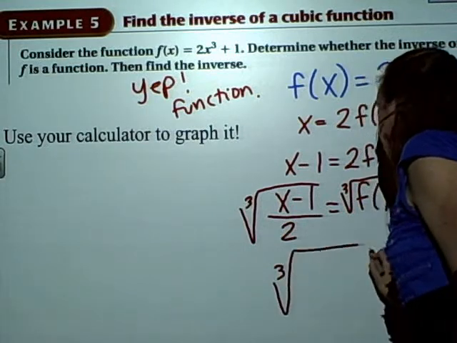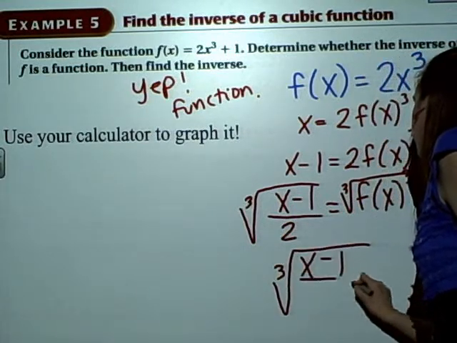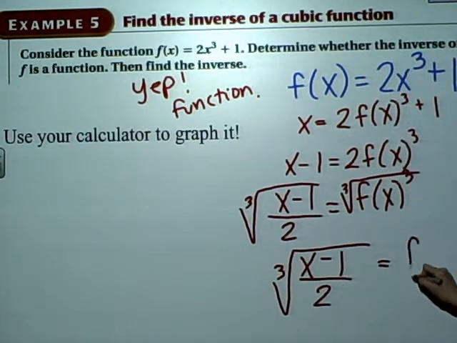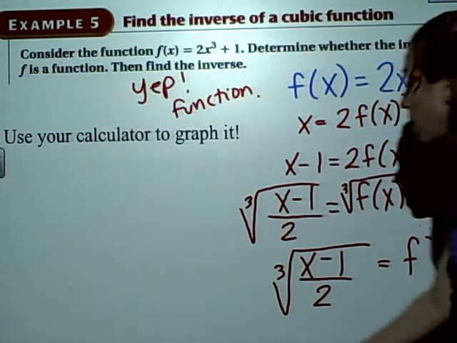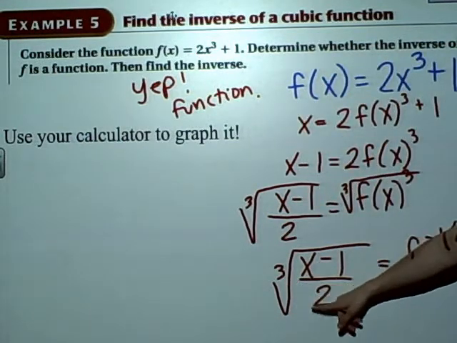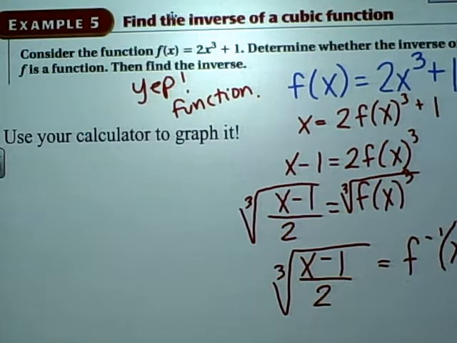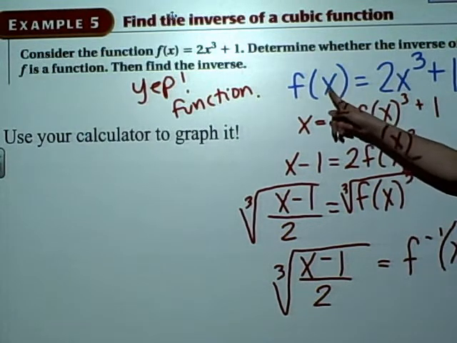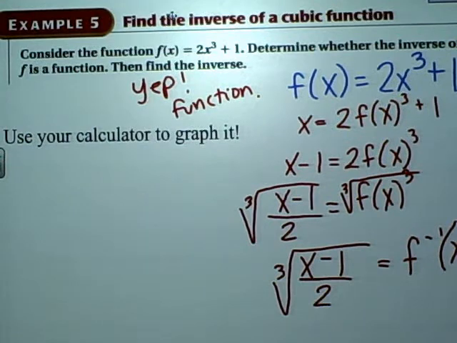So the inverse of f of x equals 2x to the 3rd plus 1 is f of x is equal to the cube root of x minus 1 divided by 2. Again, all we did is we switched f of x and x, and we solved for f of x. Remember, f of x and y are kind of the same thing. Okay? That's it. Write your questions down and bring them with you.